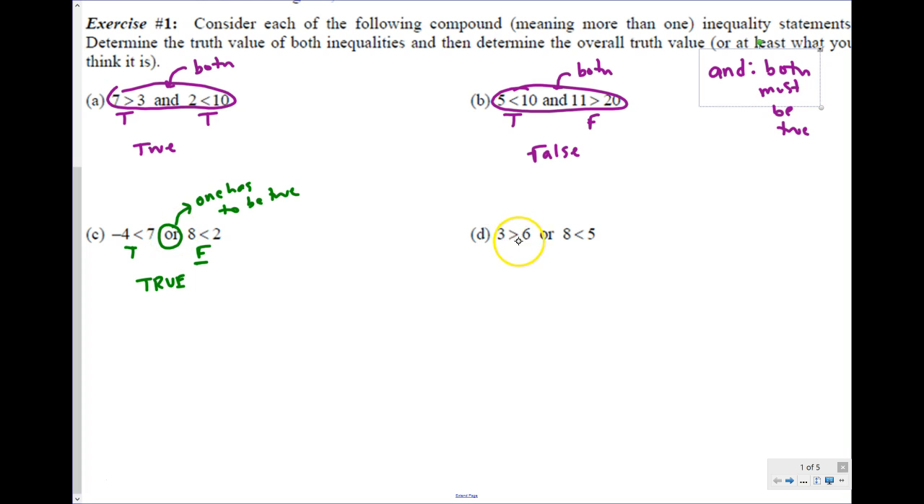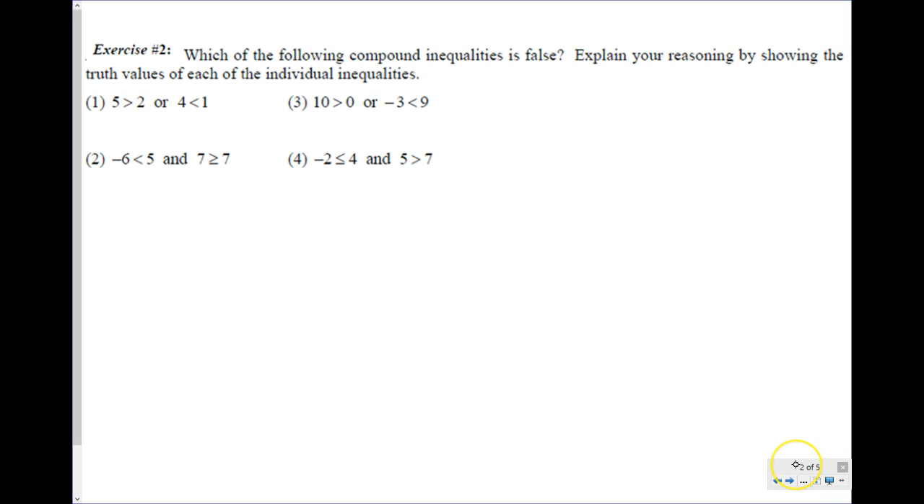Letter D says, is 3 greater than 6? Nope. Is 8 less than 5? Also nope. So this whole thing is false, because neither of them are true. Okay? So we can formalize this into another type of problem, right? Which of the following compound inequalities is false? So we're looking for the compound inequality that's false.